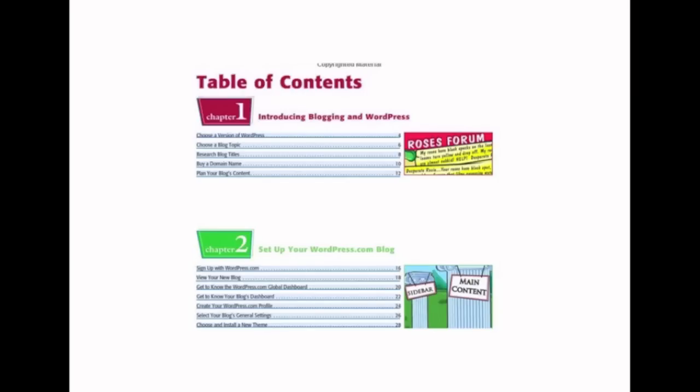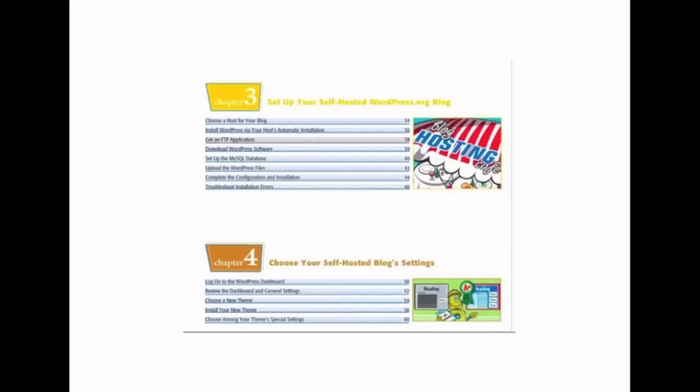Each of these chapter titles could be a video in a series teaching WordPress for newbie bloggers. And again, here's some more. If you look at chapter 3 and chapter 4, install WordPress via your host's automatic installation. It'd be a tutorial video on using Fantastico or some kind of one-click installation. Download WordPress software, teach your target audience how to download the actual WordPress software. Set up your MySQL database. Again, that could be another video tutorial. So all of these chapter titles, and these are the subheads of the chapters, can give you ideas for videos.